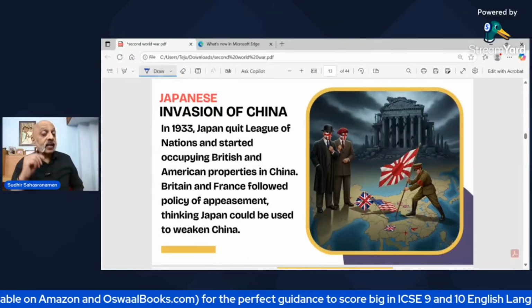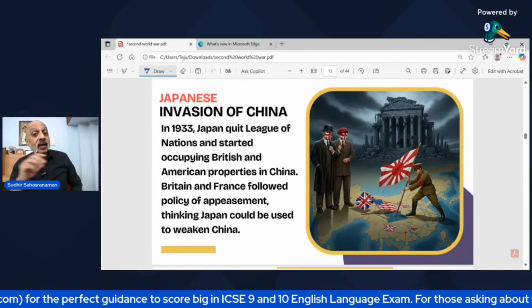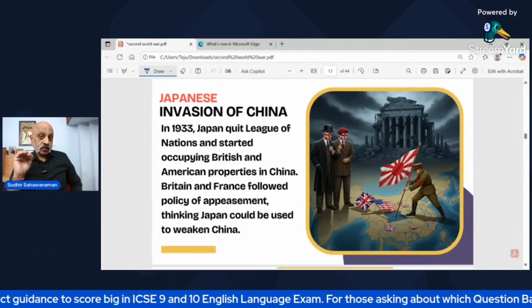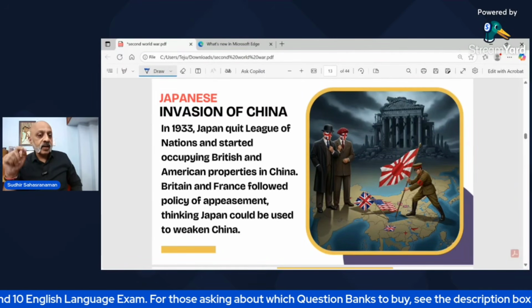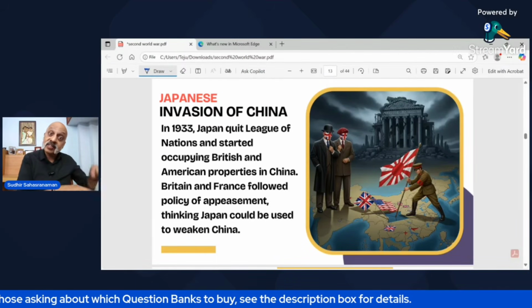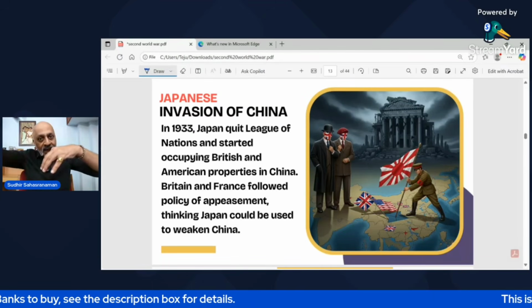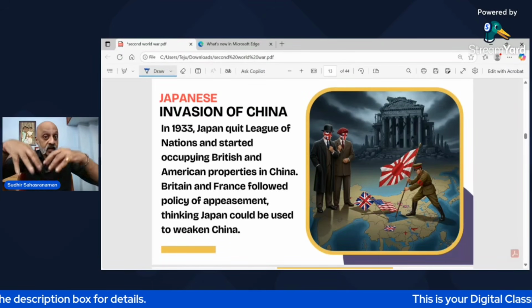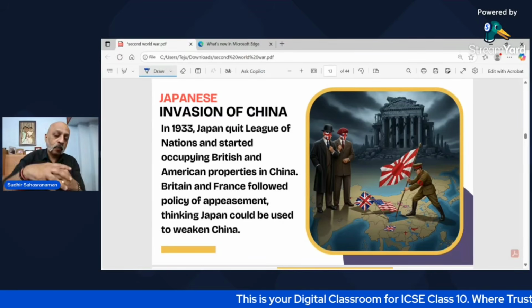Now, in 1933, something very important happened. As you can see, Japan quit the League of Nations. It said that we don't find any reason to be part of this league. And they started occupying British and American territories in China. Within China, both Britain and America controlled some territories like colonies. So Japan started occupying that.